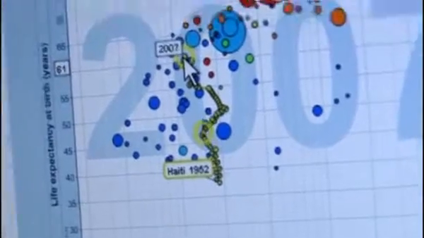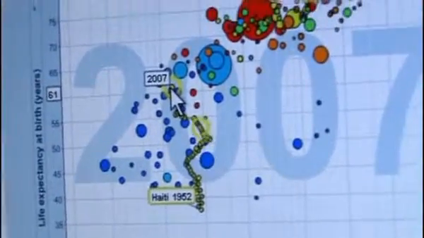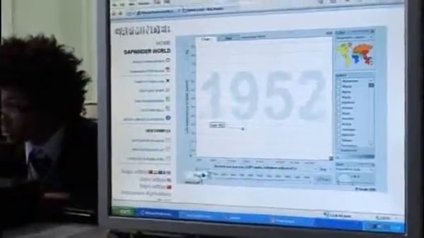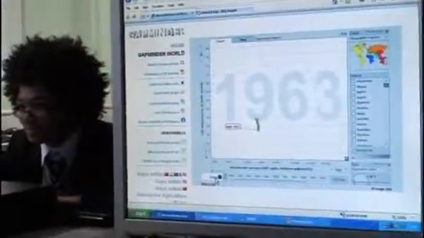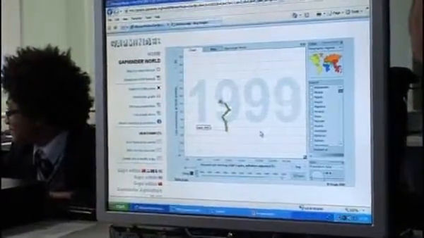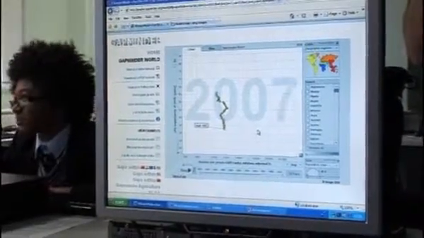Here, they're comparing information about Haiti with other countries and coming up with some interesting conclusions. I've looked at the trail of Haiti from 1952, and it told me that the income didn't really change much until it went forward a bit, and then in 2007 it went backwards.